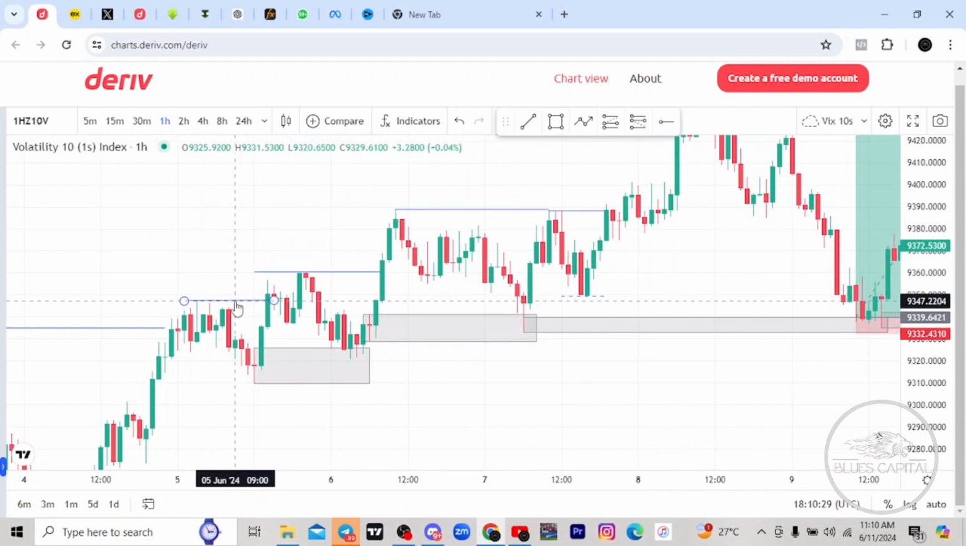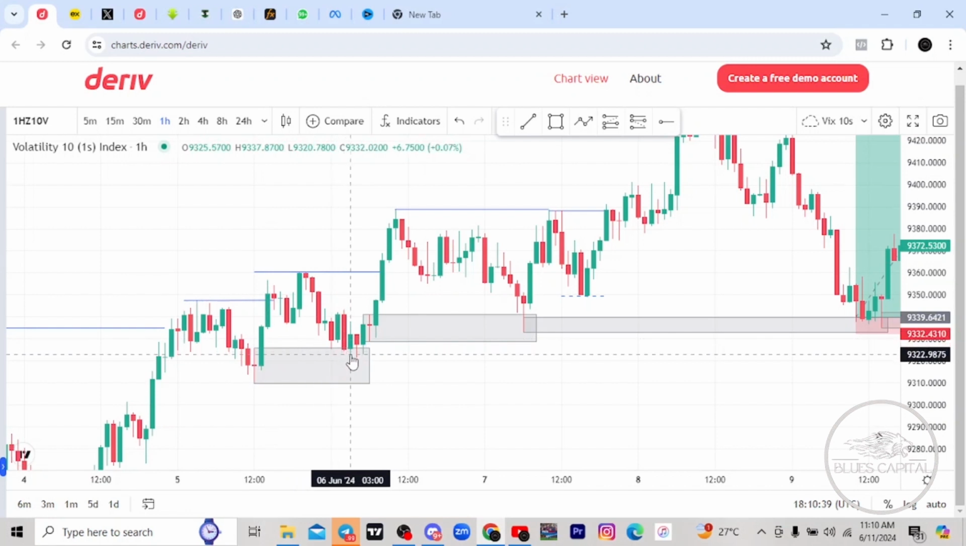First was a break of structure to the upside. That's a bullish trend. That's higher high, higher low. The market pushed to the upside, broke structure to the upside. Shows the market is bullish. It retraced back to this demand zone, mitigated the demand zone, respected the demand zone, and pushed up again.